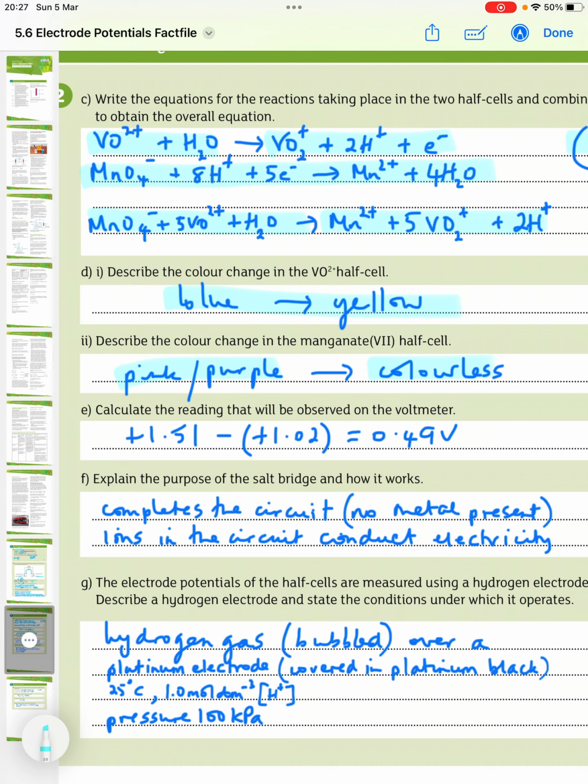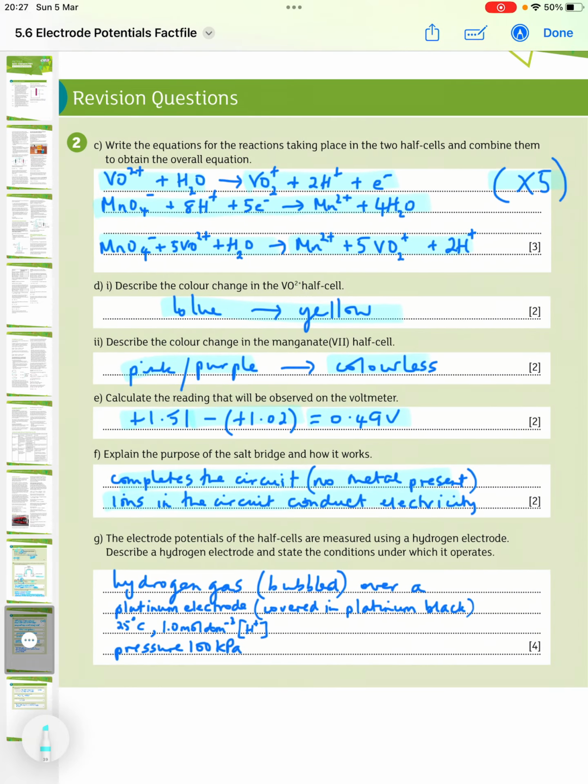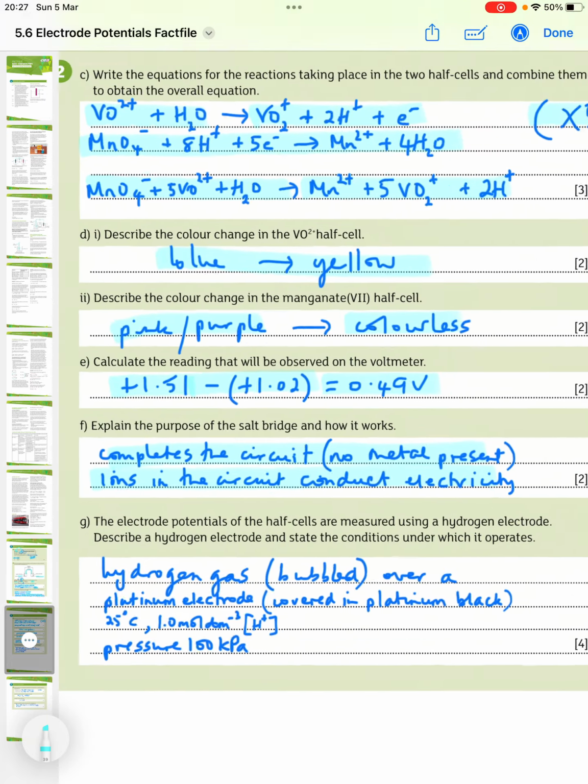The reading that we observed in the voltmeter was plus 1.51, take away the plus 1.02, which is 0.49 volts. Explain the purpose of the salt bridge and how it works. Well, it completes the circuit with no metal present, so the ions in the circuit conduct electricity, and there's 2 marks for that, so 1 for each.